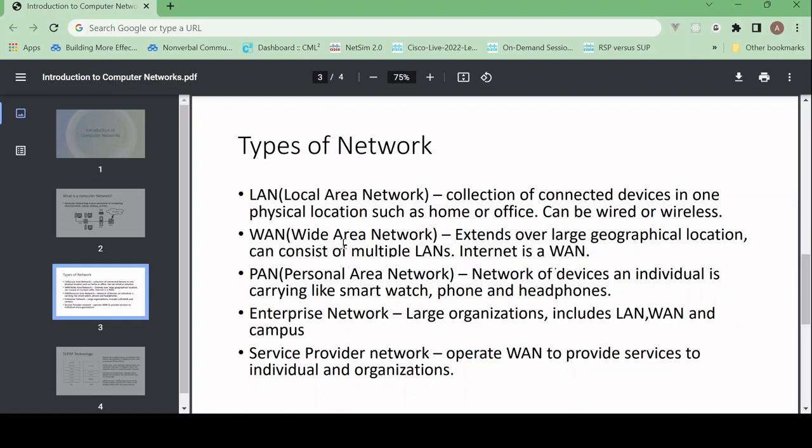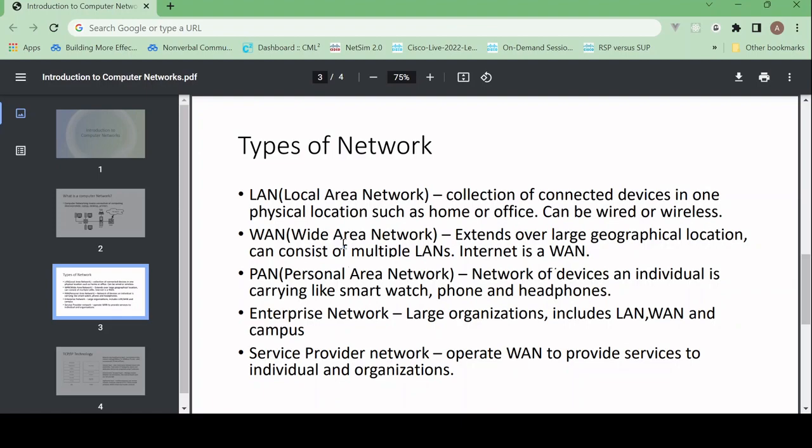Next is PAN, that is personal area network. This is a network of the devices which we carry on ourselves. Suppose we carry a smartwatch, we carry our mobile phones with us, and we also connect our headphones with our mobile. This forms a personal area network, when we have connected all of the devices which are available on our body.